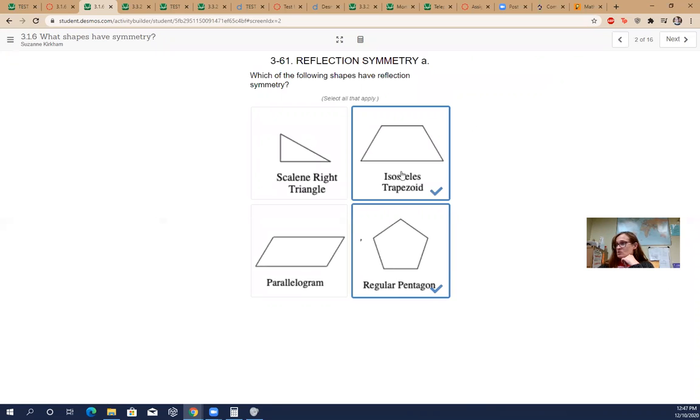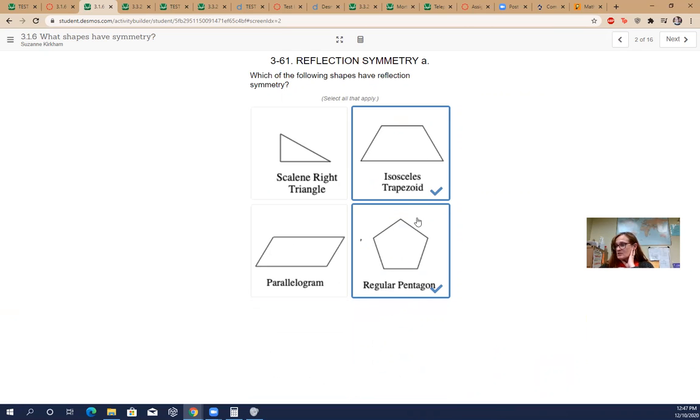The next page, we're talking about what shapes have reflection symmetry. So that would be where we can fold it in half and the sides and angles will all match up perfectly. So the isosceles trapezoid and the regular pentagon. Isosceles trapezoid means that two of the sides are the same. So we've got this diagonal side and this other diagonal side that are the same.